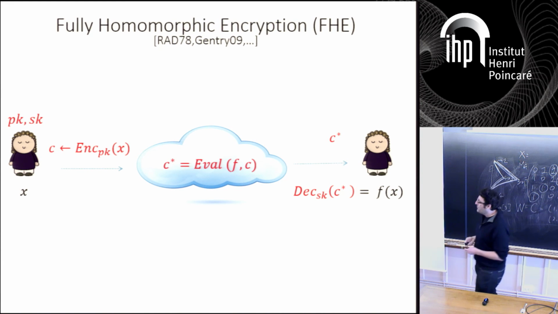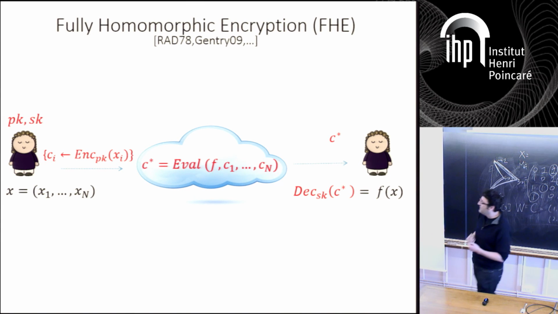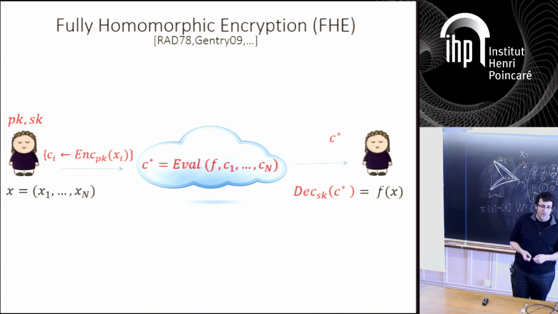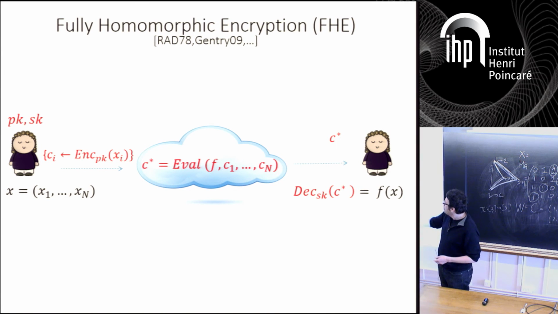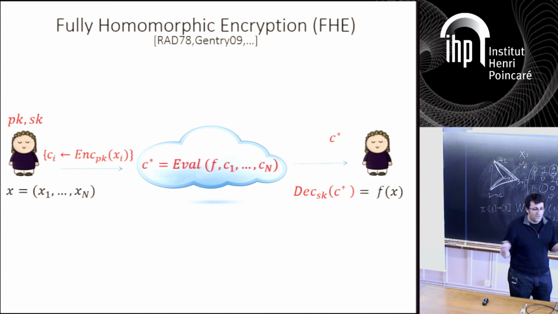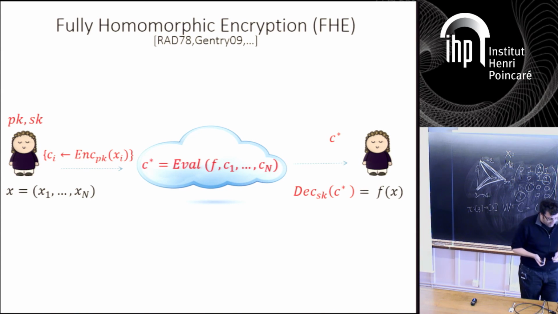Actually, usually we want a generalization of this, so the user doesn't just encrypt one value in one shot. Maybe it encrypts many values one at a time, or in fact, you can think of this as a bit encryption scheme, so you encrypt many bits one at a time. You send all of the encrypted bits to the cloud, and the cloud can evaluate a function on all of these different ciphertexts. And then you get out one ciphertext which encrypts the output of the function. So this is fully homomorphic encryption.